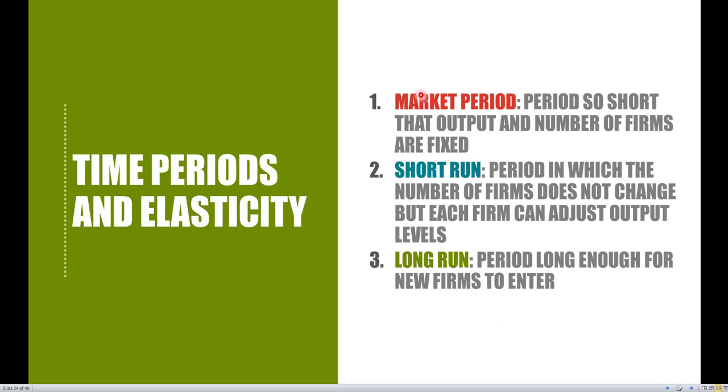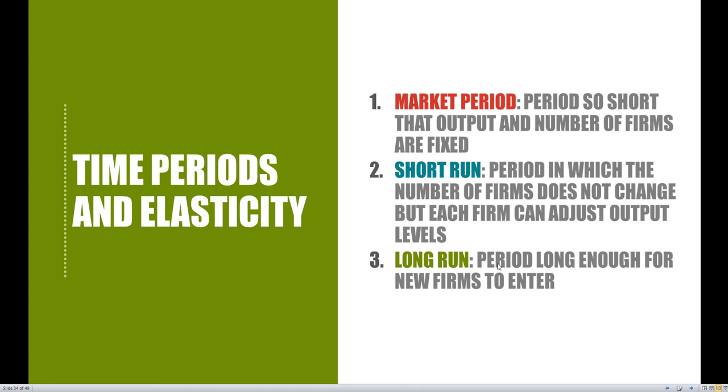So as we go from the market period all the way to the long run, we're going to notice that we have a more elastic supply. So the market period, the shortest amount of time, should be the most inelastic. The short run is going to be a little bit more elastic compared to the market period, but the long run is going to be the most elastic supply curve that we have out of all of these.